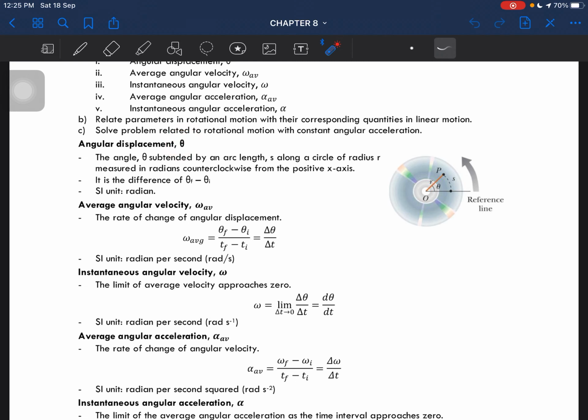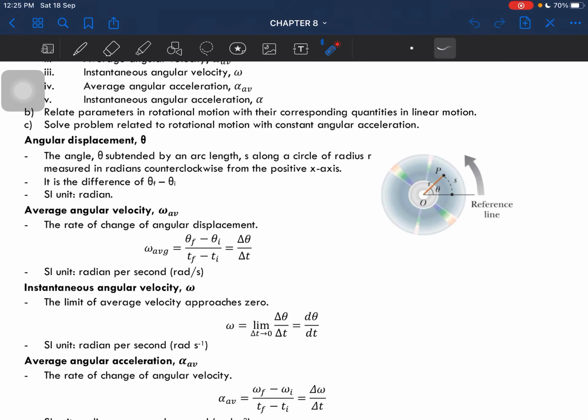Right, so the first one is angular displacement, which is theta. The angle theta is subtended by an arc length s along a circle of radius r. It is measured in radians counterclockwise from the positive x-axis. Counterclockwise means anti-clockwise from the positive x-axis, which is this one. It is the difference between theta final minus theta initial, with the SI unit of radian.